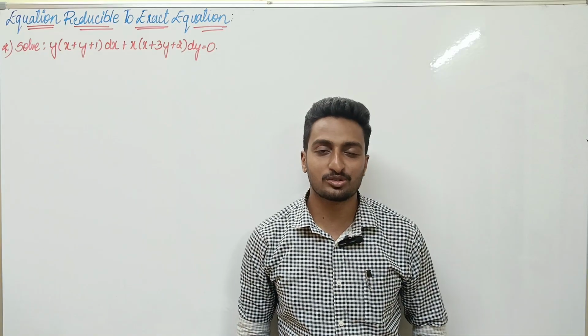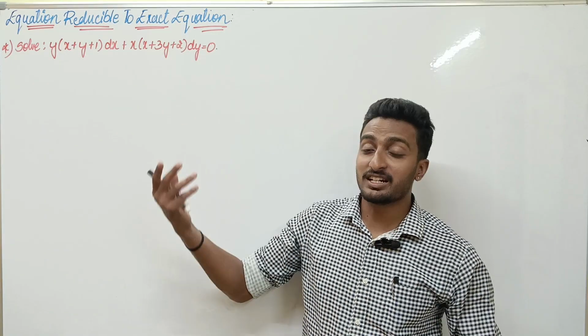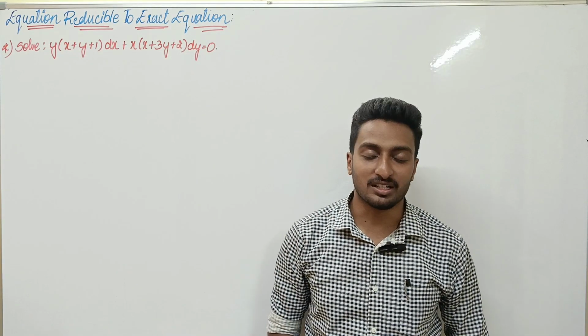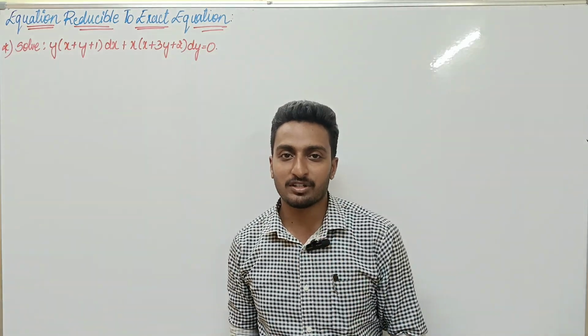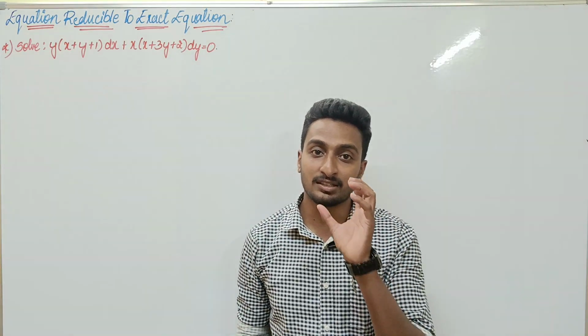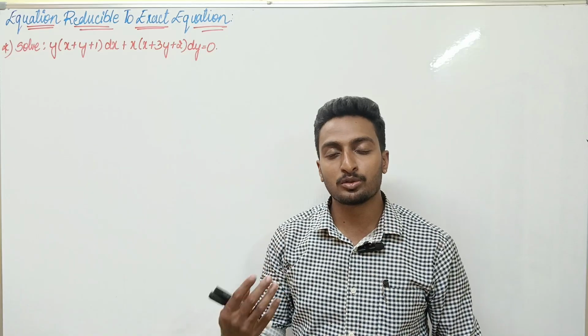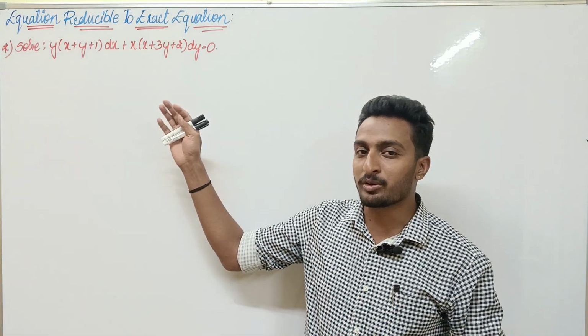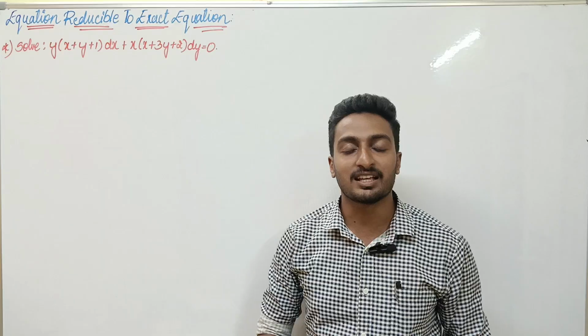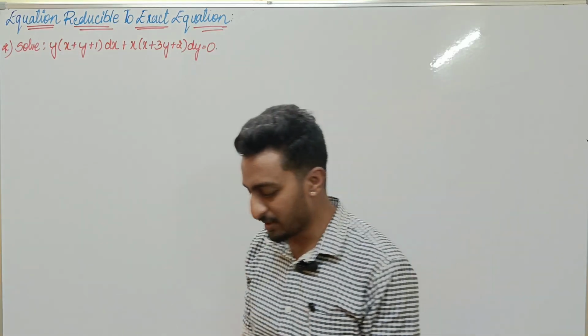Today, let us learn how to solve the problem on equations reducible to exact equations, so that each and every equation will not be exact. Some equations will not be exact. Considering that it is not exact, we are going to do some procedure and steps. Considering that procedure, we are going to represent this equation as exact. How? Now let us see.